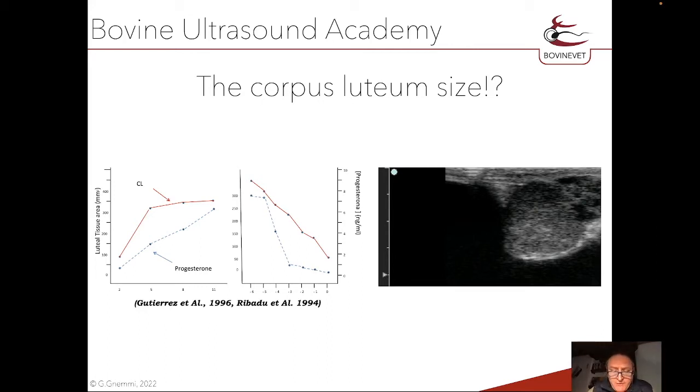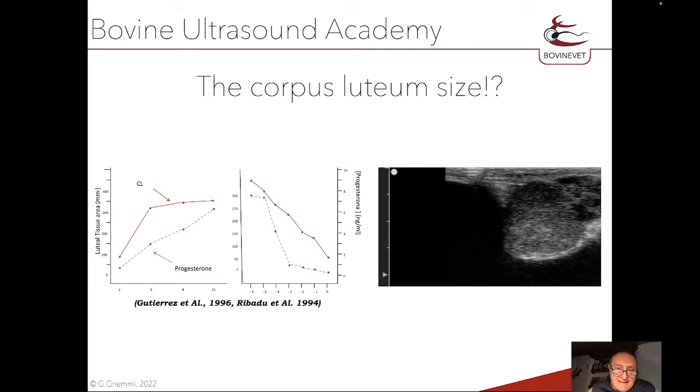At the time of the deviation of the first dominant follicle, the progesterone level is 1.5-2 nanograms per milliliter, although in the presence of a 15 millimeter corpus luteum. Between the 5th and 10th day of the cycle, the corpus luteum reaches 85-90% of its maximum size, but the progesterone level on day 10 of the cycle is 4.5 nanograms per milliliter.